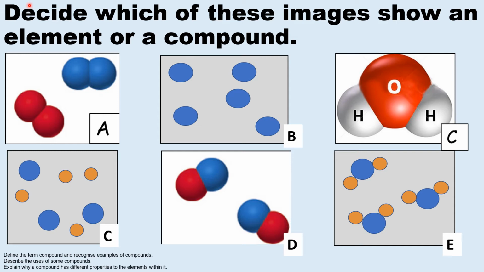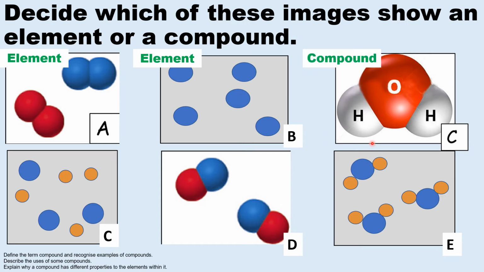Okay then, so let's go through this. So the first one here is an element because it is only made up of one type of atom. So you've got the blue here and the red, but they are separate. They are not joined together with bonds. B is also an element because for the same reason, it's only one type of atom. Now C is a compound, and that is water because it is made up of oxygen and hydrogen. So that is two different elements that make up this compound.